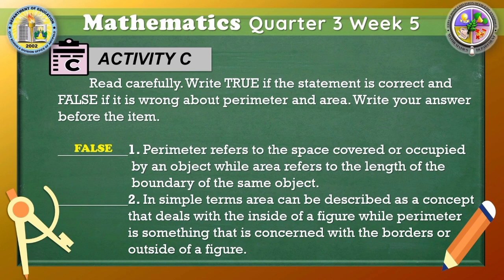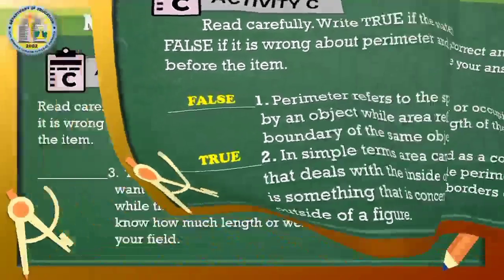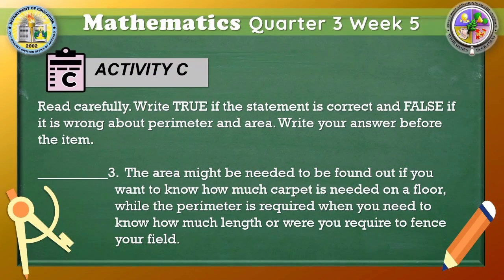Now let's have number 2. In simple terms, area can be described as a concept that deals with the inside of a figure, while perimeter is something that is concerned with the borders or outside of a figure. What is your answer? Yes, it is true. Very good. Now let's go to number 3. The area might be needed if you want to know how much carpet is needed on the floor, while the perimeter is required when you need to know how much length you require to fence your field. What is your answer? Yes, it is true. Good job, kids.